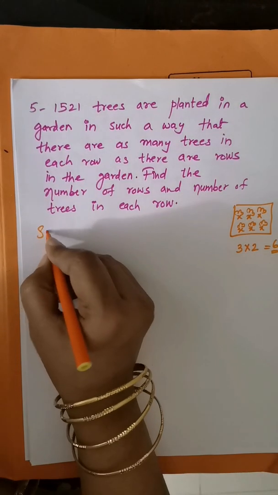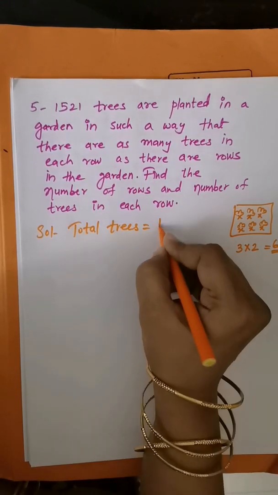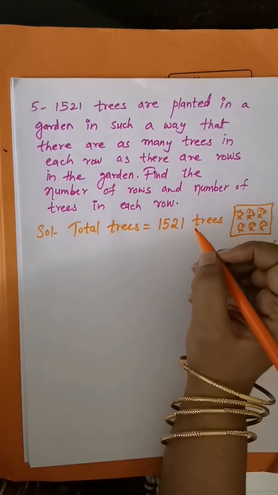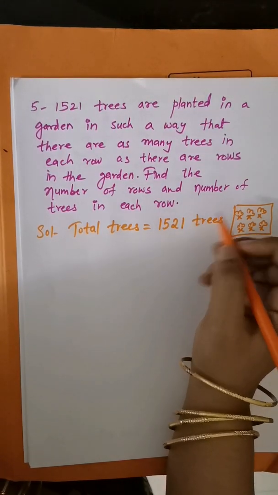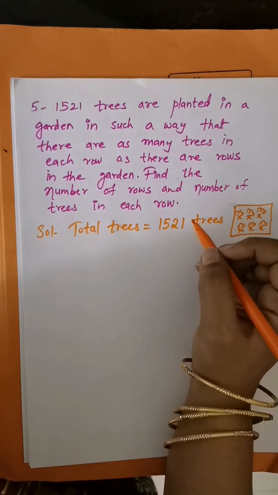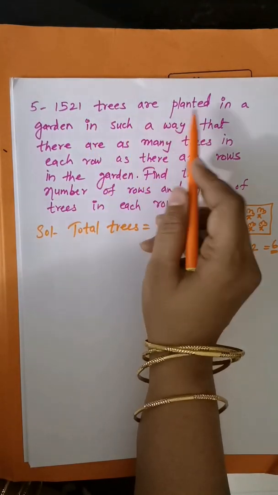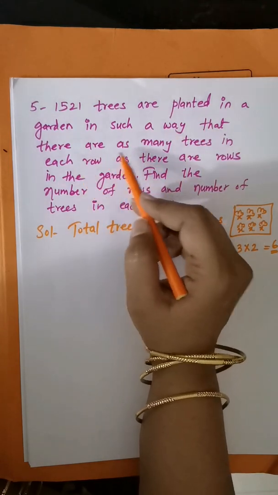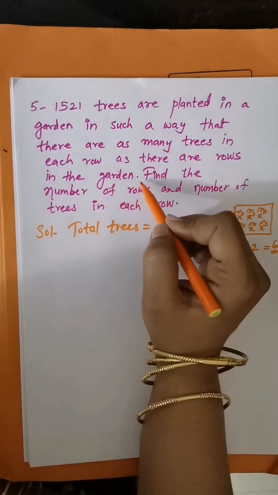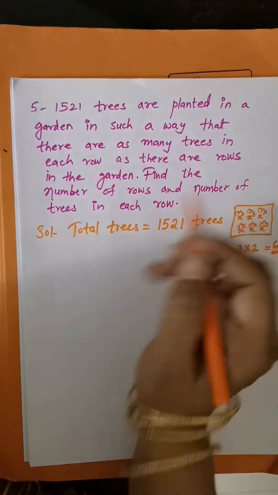Now here, how many trees are there, children? Total trees are 1521. You have to find how many rows are there and how many trees are there in the garden. One clue is given that 1521 trees are planted in a garden in such a way that there are as many trees in each row as there are number of rows in the garden. Find the number of rows and number of trees in each row.